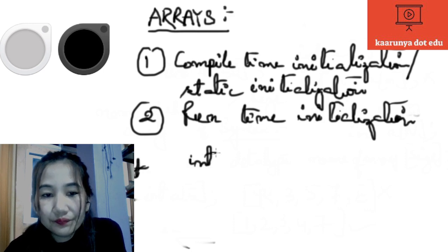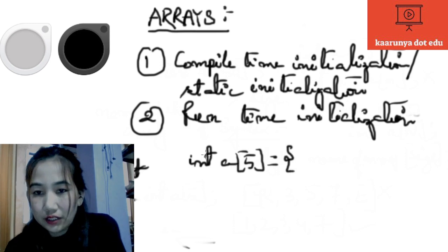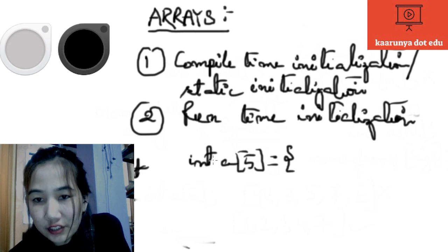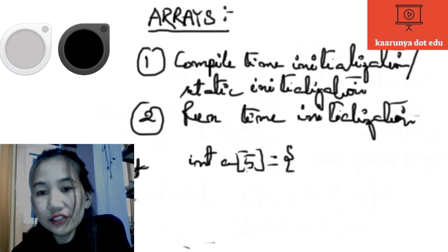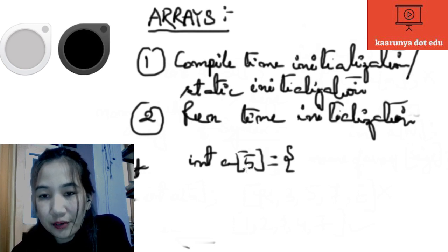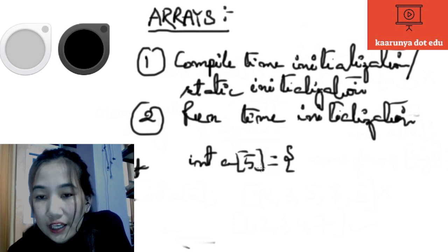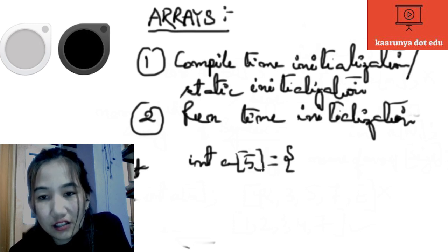So int a of 5. Here the type of your array is integer, and the size is 5. That means you can take 5 elements, but not more than this. If you take 6 elements, what will happen? It will give you a compile time error. So you cannot take a number of elements more than the size that you have declared.